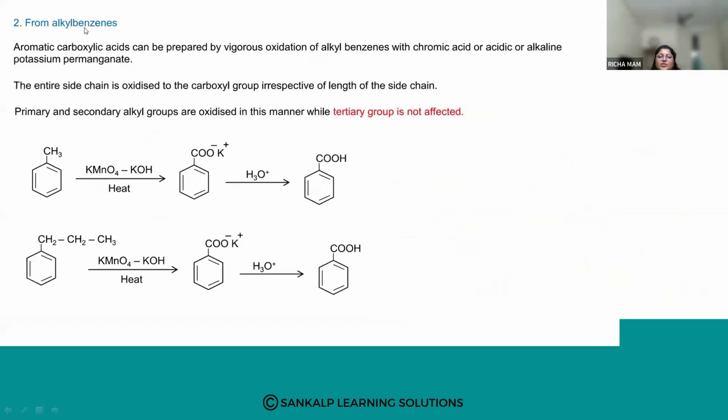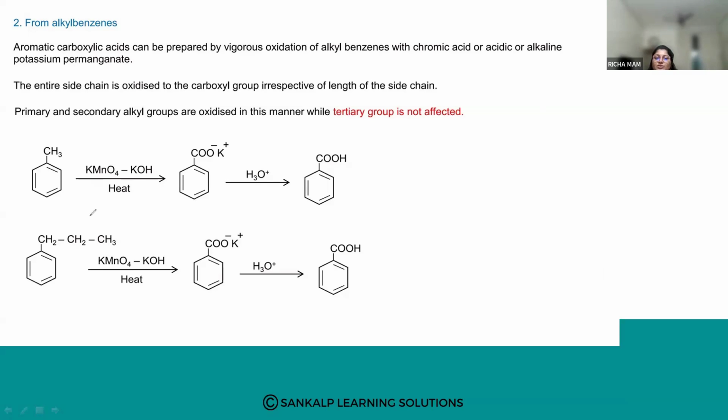Then next is from alkyl benzenes. The aromatic carboxylic acids can be prepared by vigorous oxidation of alkyl benzenes with chromic acid or acidic or alkaline potassium permanganate. Here the entire side chain is oxidized to the carboxyl group irrespective of the length.